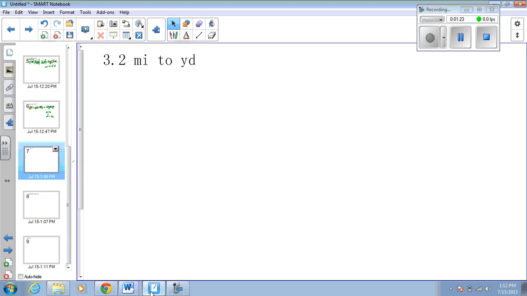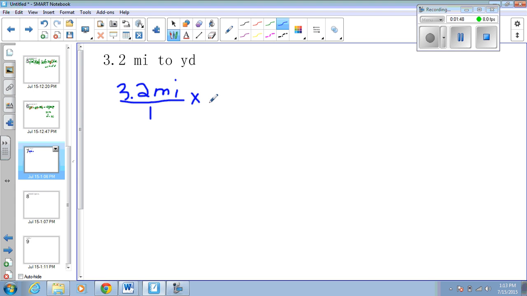I believe we're going to do miles to yards. That's not one that we're typically familiar with. Miles to yards is not familiar to us as readily as, say, miles to feet. So again, same process as before. Write down what you're converting from. Write down the conversion rate.